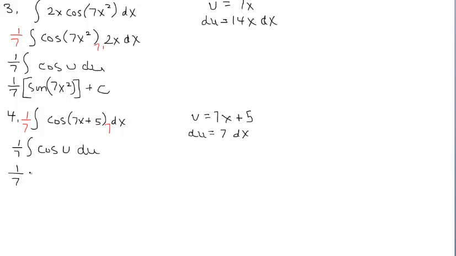Antiderivative for cosine of u goes back to sine of u, or in this case sine of the quantity 7x plus 5, and don't forget your constant of integration. And again, you can check your work by differentiating.